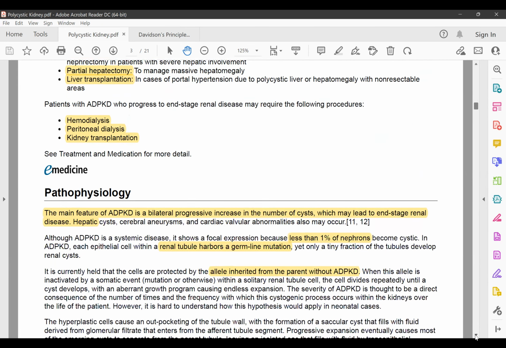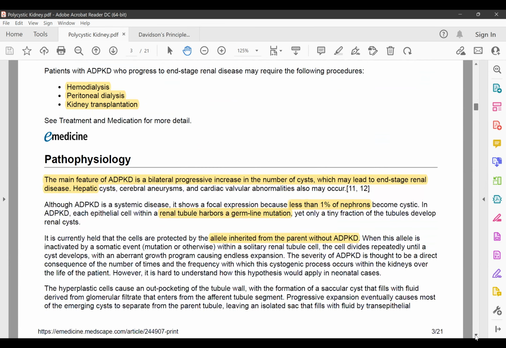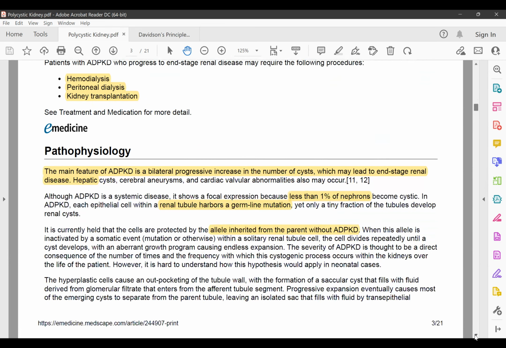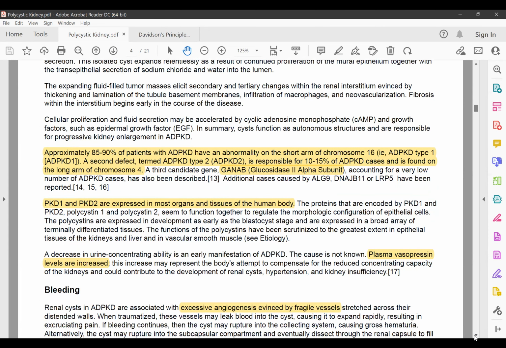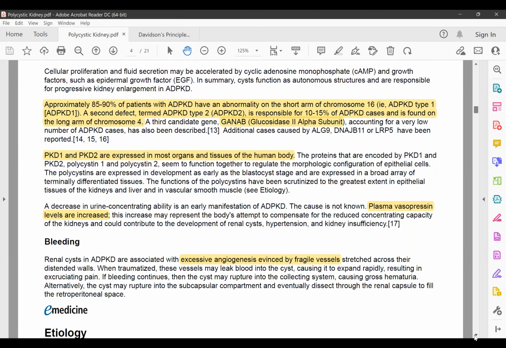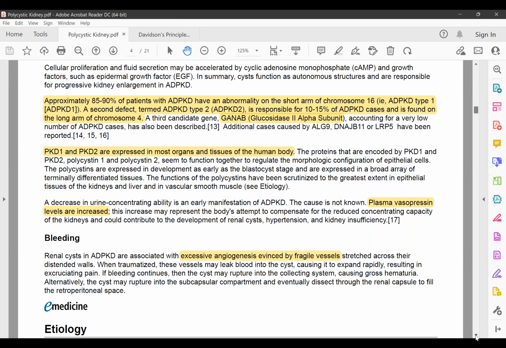Pathophysiology we have discussed. Less than 1% of the nephrons only harbor these ones. Approximately 85 to 90% of ADPKD is due to the short arm of chromosome 16, and in the remaining it is the long arm of chromosome 4. There are other genetic abnormalities also, which are rarer.